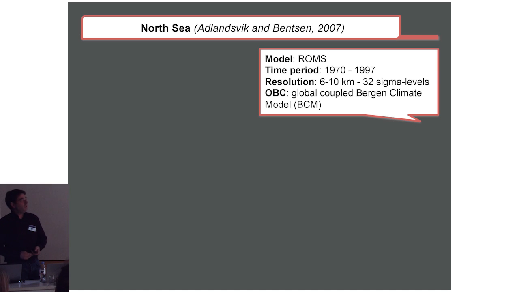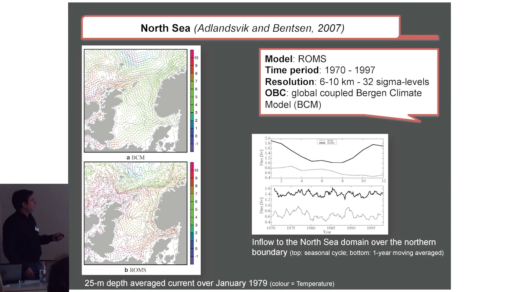Another example here is the North Sea, again with the ROMS model, for now the resolution of 6 to 10 kilometers and 32 sigma vertical levels. In this case, they wanted to compare to a coupled climate model. Then it was connected to the global coupled Bergen climate model. You see here the Bergen climate model, and you see here the ROMS simulation. Then you can see the circulation and the color, which is SST. You can see this is very, very different. Then you see clearly the improvement of getting this high resolution simulation for this domain.